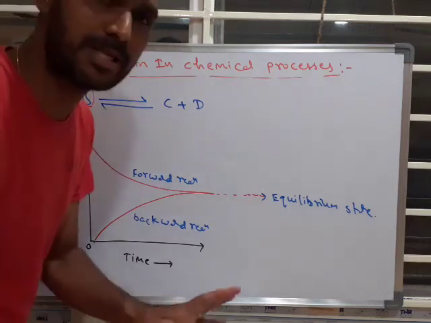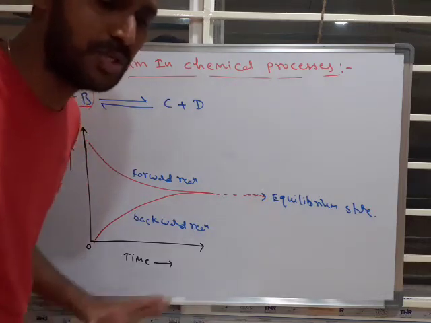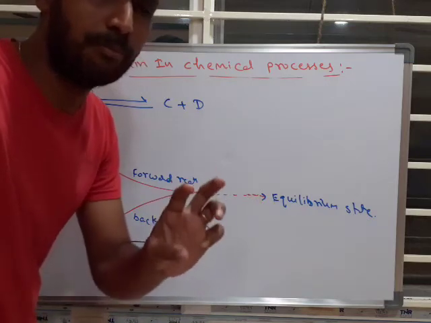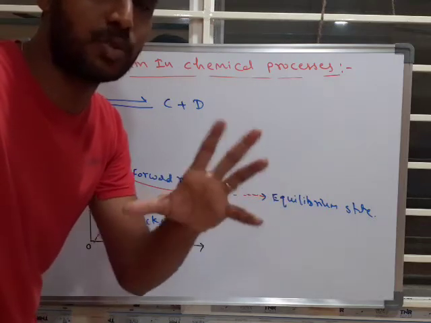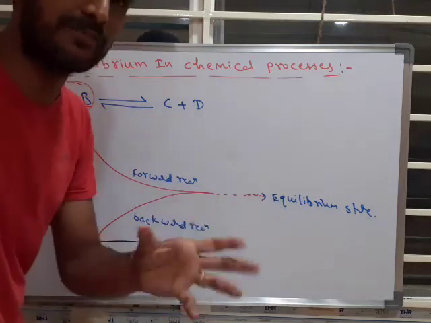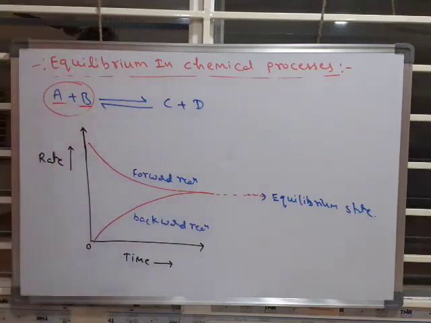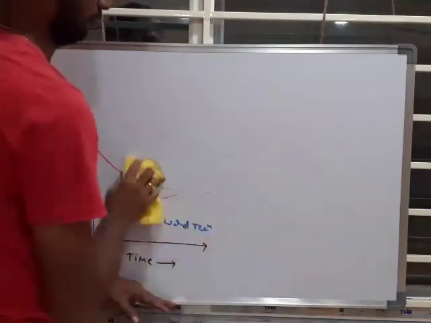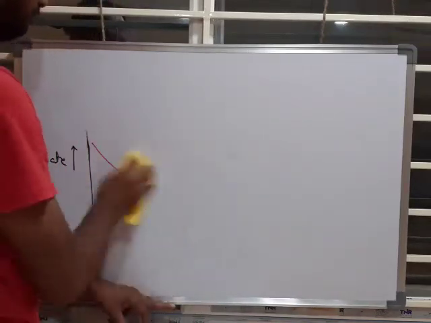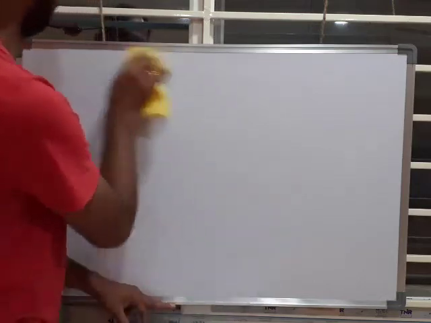Okay. So now we see some examples of reversible reactions. There are many reactions, but there are three very important examples. In these examples, we are able to observe the formation of reversibility and equilibrium also.